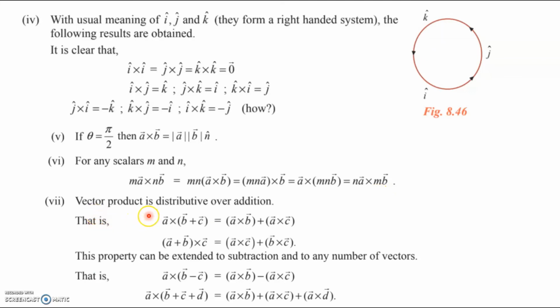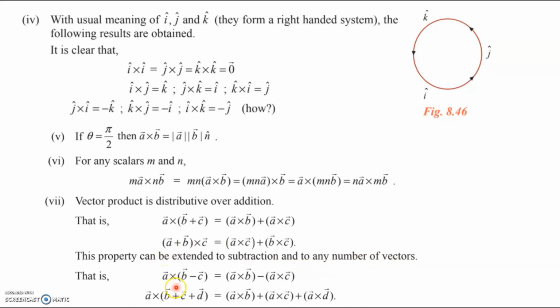Further, the vector cross product is distributive over addition. So if you have a cross product with b plus c, it can be rewritten as a cross product with b plus a cross product with c. Similarly, a plus b cross product with c can be written as a cross product with c plus b cross product with c. This property can be extended to subtraction and to any number of vectors.